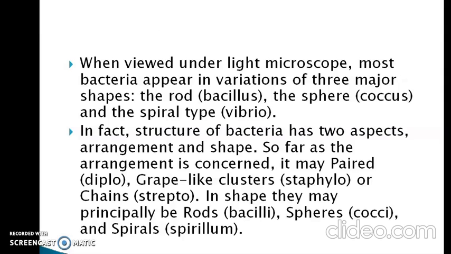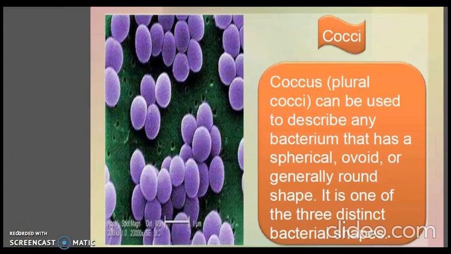So far as the arrangement is concerned, it may be paired like Diplococcus, it can be grape-like clusters as in the case of Staphylococcus, or chains in the case of Streptococcus. In shape they may principally be rods, that is bacilli, spheres, that is cocci, and spirals, that is spirillum. Coccus. The plural form of coccus is cocci. It can be used to describe any bacterium that has a spherical, ovoid or generally round shape. It is one of the three distinct bacterial shapes.